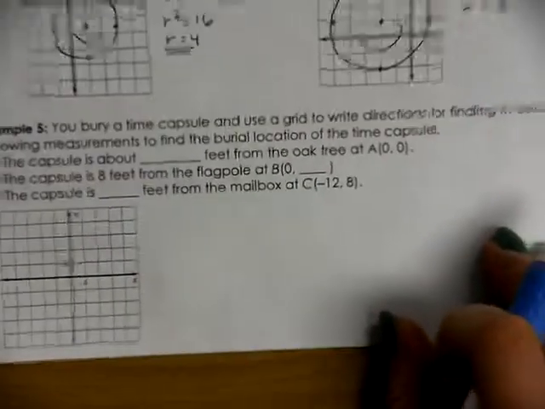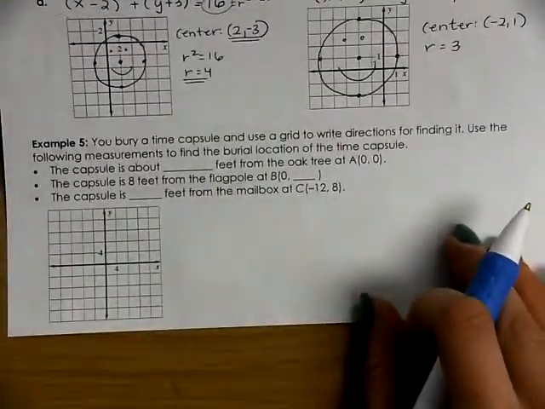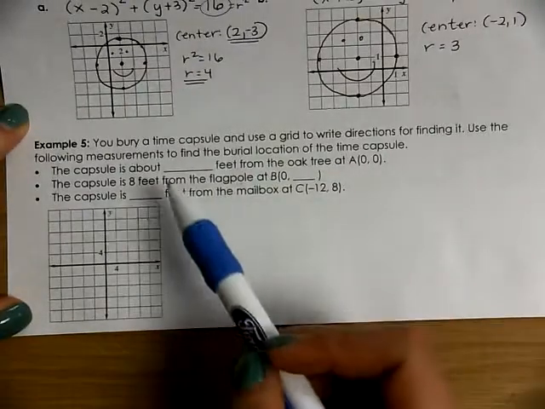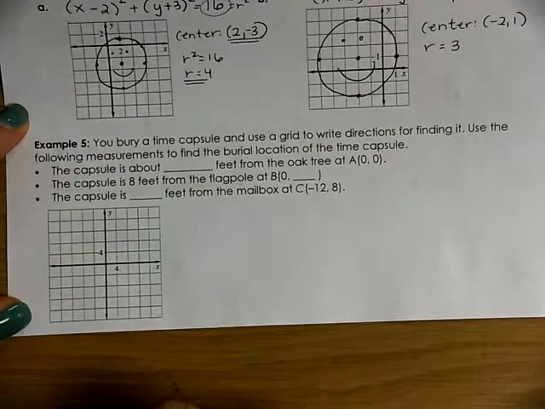The last problem is interesting. It's applying the use for these circles. So, example 5 says, you bury a time capsule and use a grid to write directions for finding it. Use the following measurements to find a burial location of the time capsule.